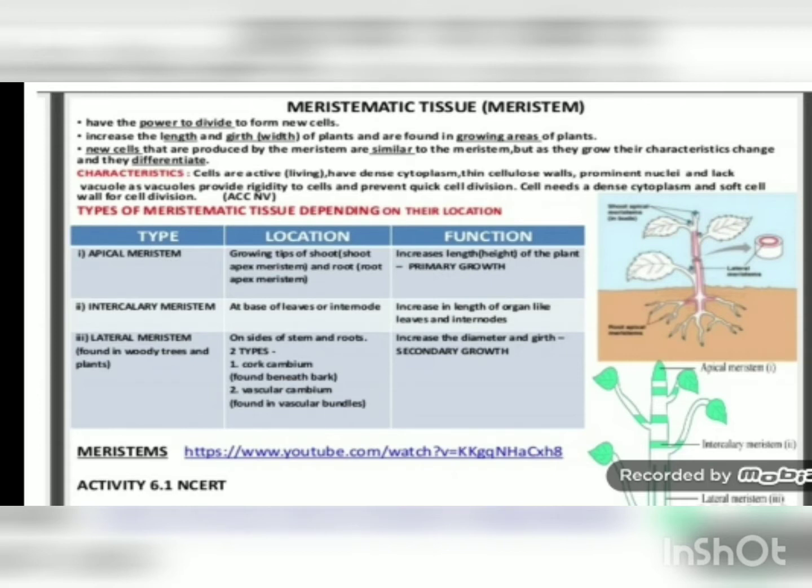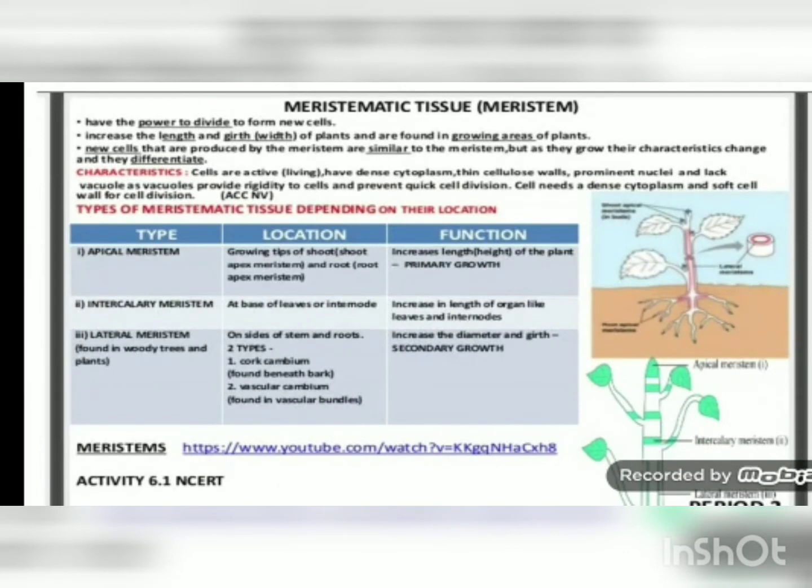Now we will discuss the types of meristematic tissue. There are three types of meristematic tissue: apical meristem, intercalary meristem, and lateral meristem. These meristems are located on particular parts of the plant, and accordingly they are named.